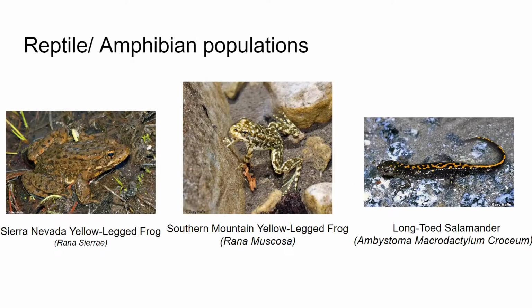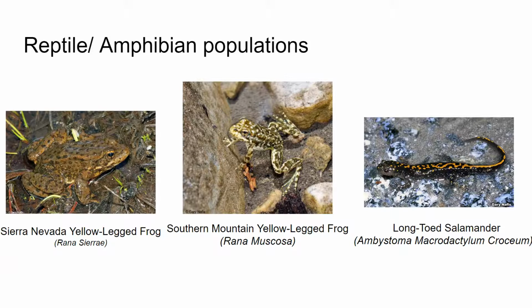Okay, so moving forward, we have our reptiles and amphibian populations. And so the three main ones are the Sierra Nevada yellow-legged frog, or the Rana sierra, the southern mountain yellow-legged frog, or the Rana muscosa, and the long-toed salamander, the Ambystoma macrodactylum croceum.